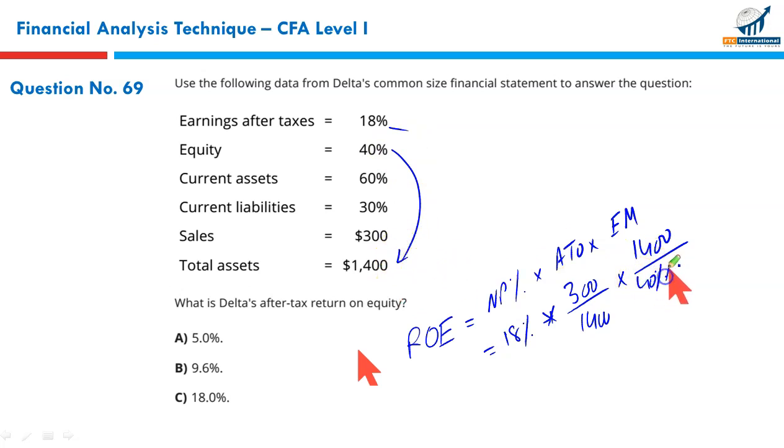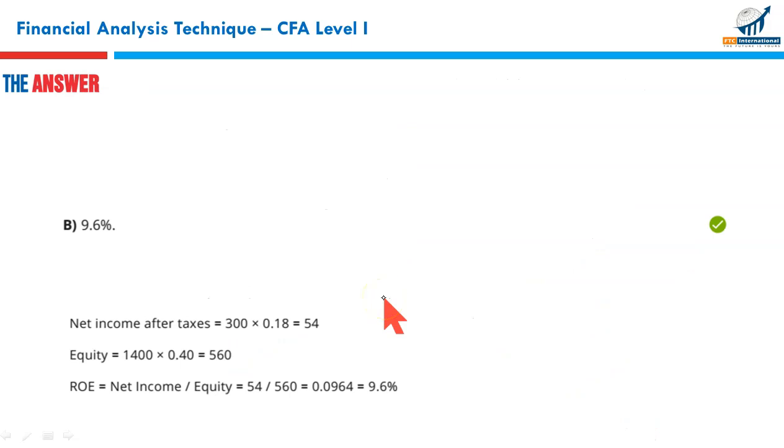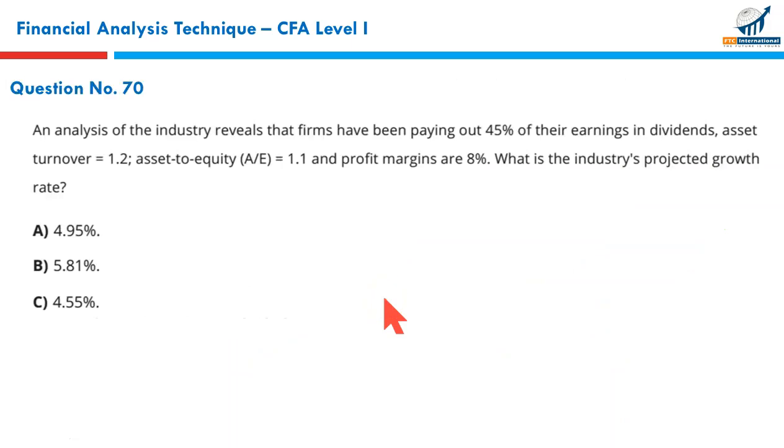40% of 1400. So if you simplify all of these, which I'm going to do in one single go, 18% times 300 upon 1400 multiplied by 1400 divided by 0.40, again divided by 1400, it gives me 0.09642, which is approximately 9.6%. That makes B the correct option, and as you can see, B it is.